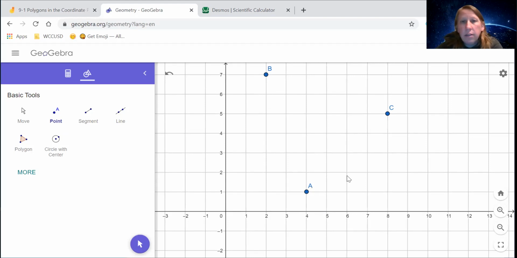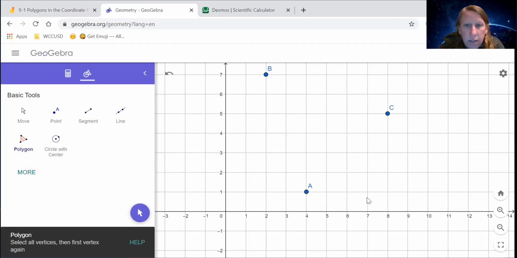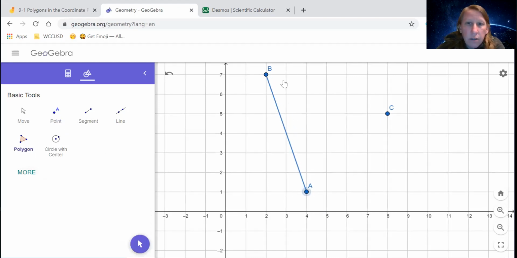And I'm going to make the computer do all of the calculations. It's going to tell me the side lengths, and it's going to tell me the other stuff. So I think I'll turn that into a polygon. So I'll use the polygon tool.